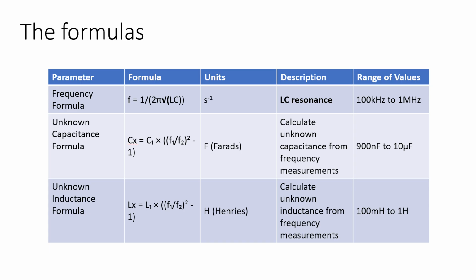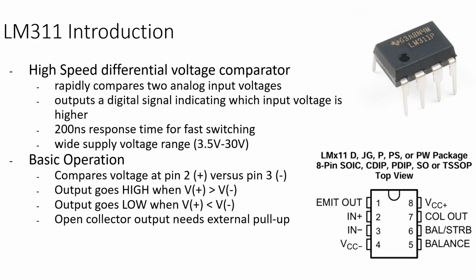Now let's talk about the most important component of the whole circuit, the LM311. It is called a high-speed differential voltage comparator. What it does is that it quickly compares two analog input voltages and outputs a digital signal to indicate which input voltage is higher or lower. It features a very fast 200 nanosecond response time for fast switching, and the voltage range is actually pretty big. It's 3.5 volts to 30. That's almost a 10 times difference.